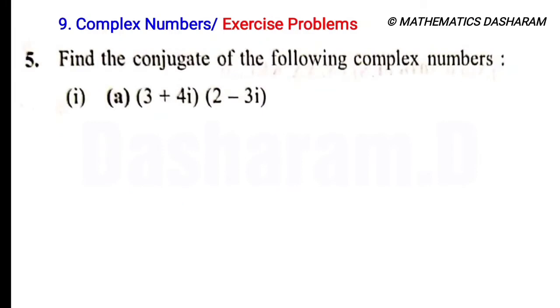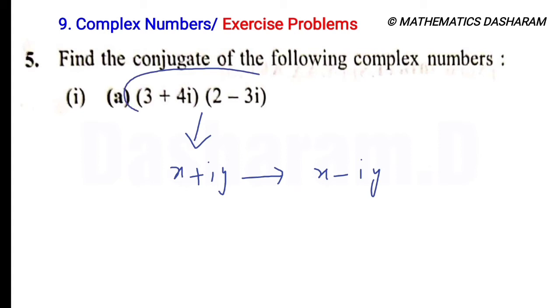Fifth bit, first problem: find the conjugate of the following complex numbers. To find the conjugate of a complex number, first we need the complex number in the form x plus iy. Then its conjugate becomes x minus iy. That is why first we have to simplify to get this form.